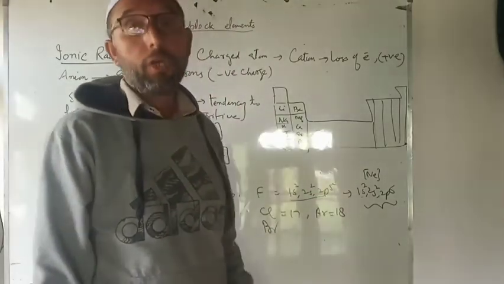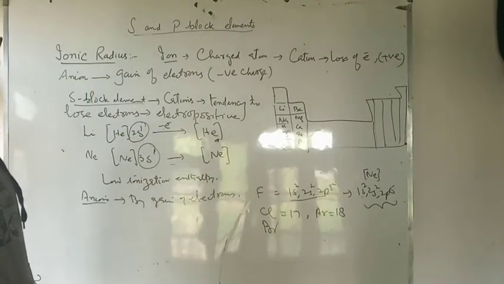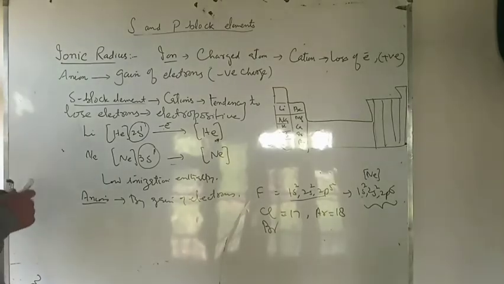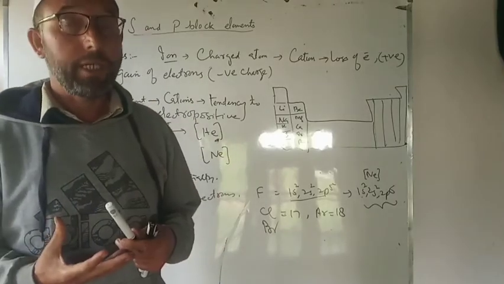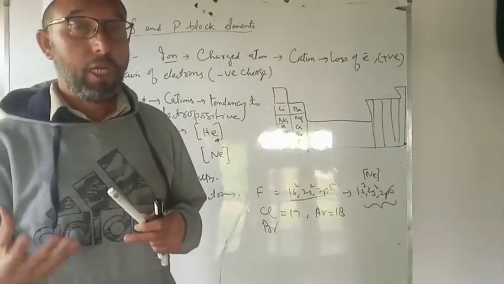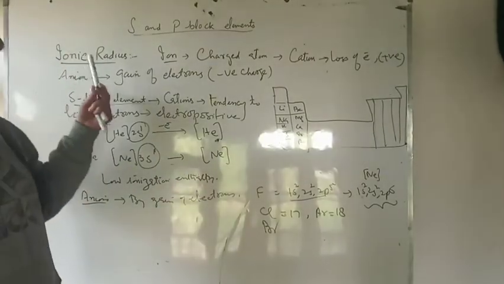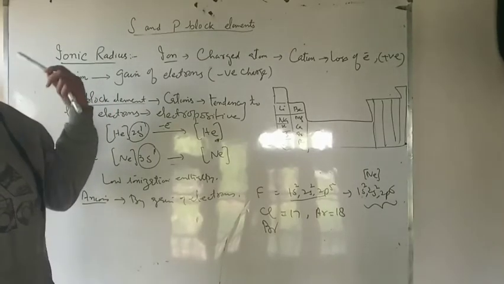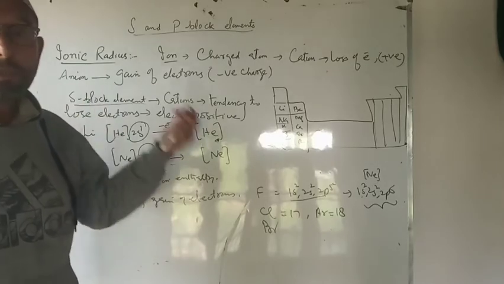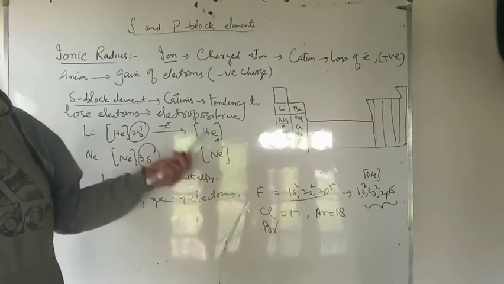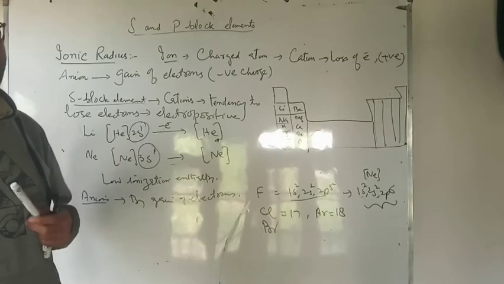Now we have to find what is meant by ionic radius. So what is ionic radius? It is the ionic size. It is similar to atomic size. Since atomic size is expressed in terms of atomic radius, in the same way we express ionic size in terms of ionic radius. And this ionic radius is the distance between the nucleus and the outermost shell of the ion, whether it may be a cation or an anion. The distance between the nucleus and the outermost shell.